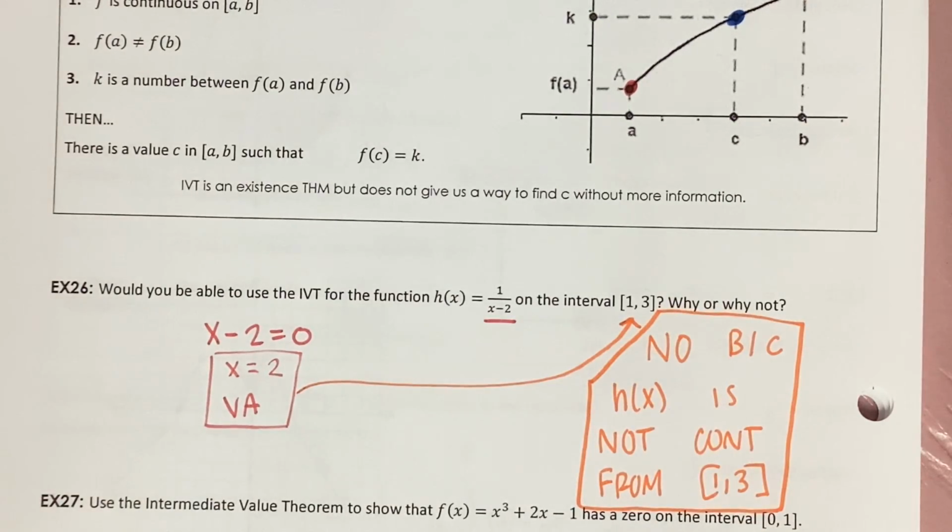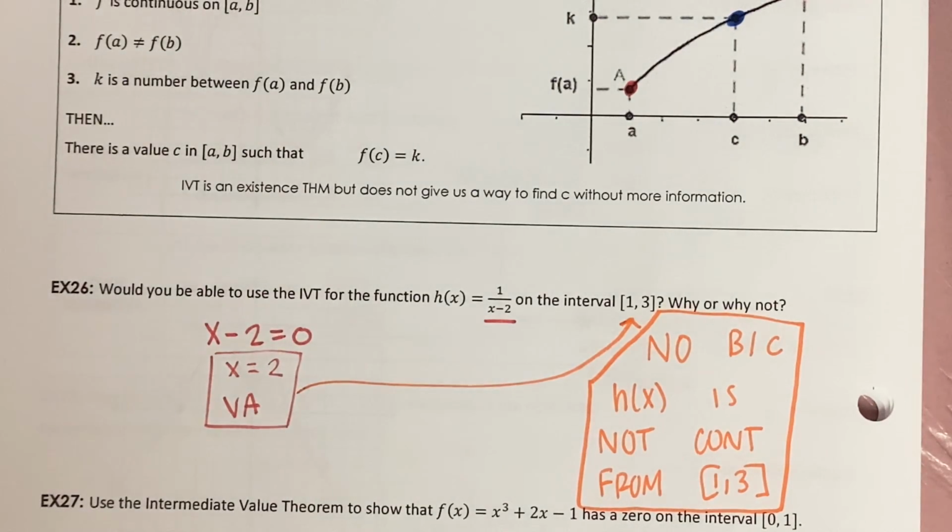Is it because the vertical asymptote goes through it? Mm-hmm. So 2 is on that interval, right? From 1 to 3. So because there's a vertical asymptote, you're not continuous on the interval, so you can't use IVT. So there's almost a gap. Mm-hmm. Yes, exactly.